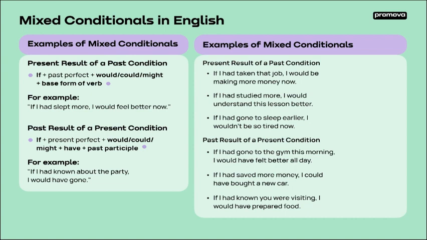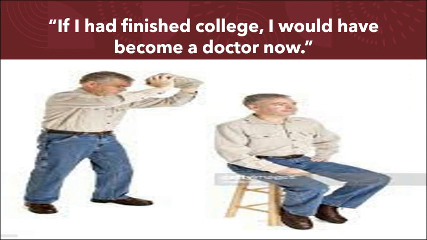Some examples for this formula are the following four sentences. "If I had finished college, I would be a doctor now." Here you can see the past perfect, the had finished. Okay? And then you got the subject and the modal, the I would, and the base verb.